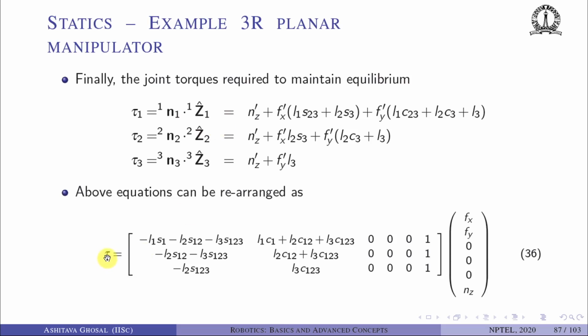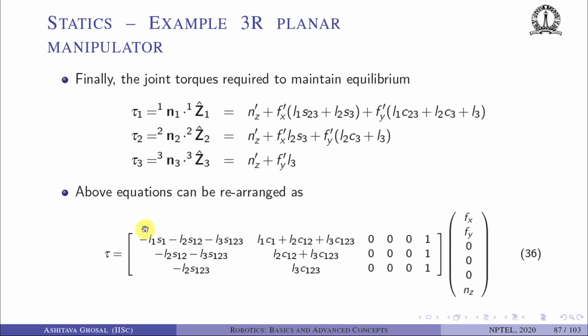So the left hand side is this vector tau, which is tau 1, tau 2, tau 3. The right hand side is fx, fy, 0, 0, 0, and z. Okay, so we have a force which is acting at that end in the zeroth coordinate system. We have reconverted it back to fx, fy, and z, not primes anymore. And the left hand side is tau 1, tau 2, tau 3.